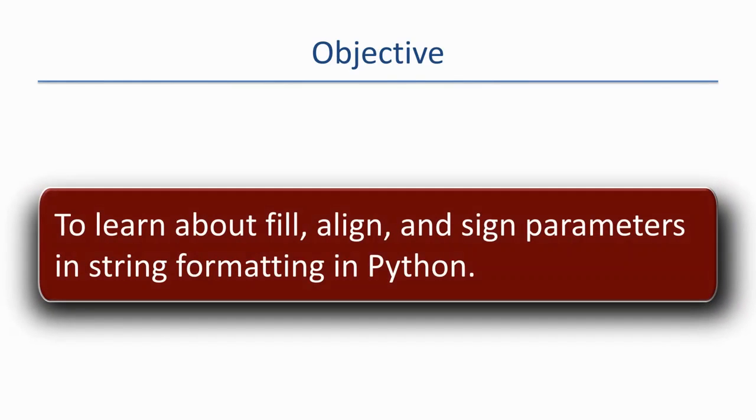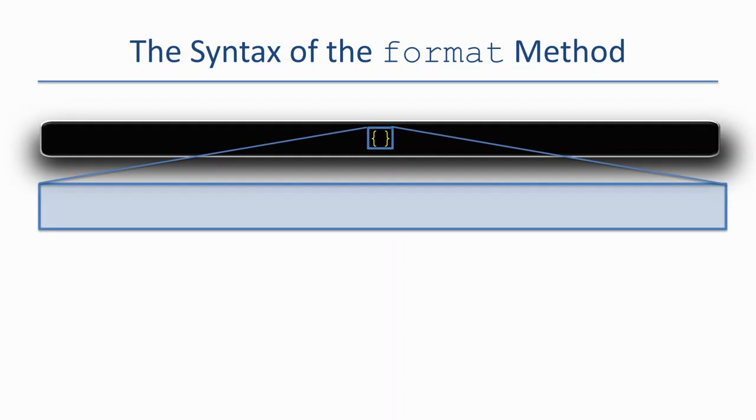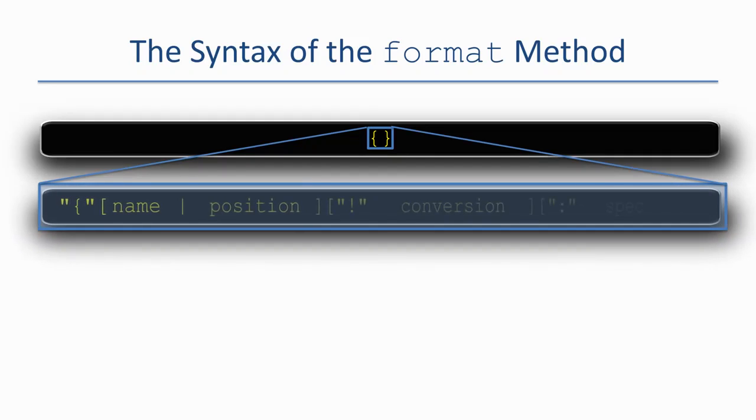The objective of this lesson is to learn about fill, align, and sign parameters in string formatting in Python. So let me show you one more time the syntax of the format method and all the possible parameters which can go inside the curly bracket. Here is a curly bracket, and these are all the parameters which can go in the curly bracket.